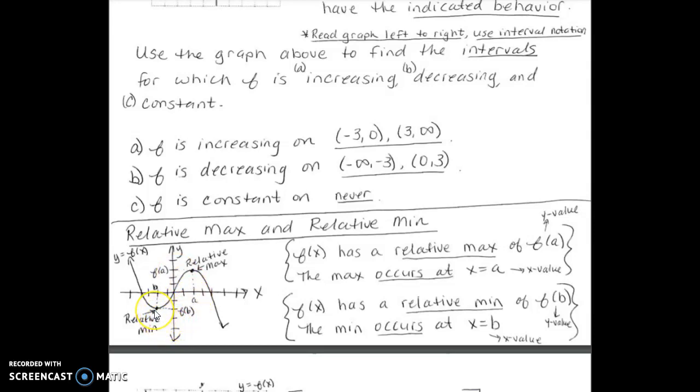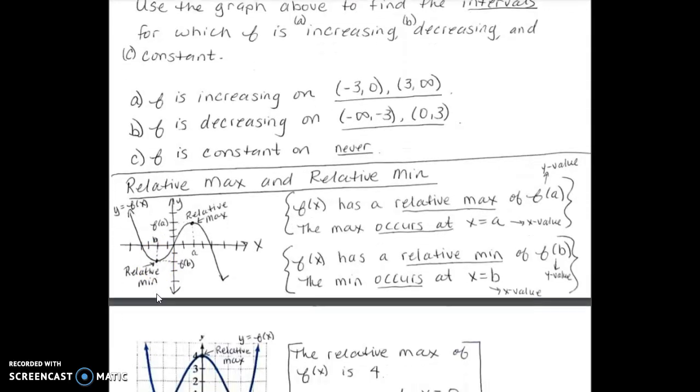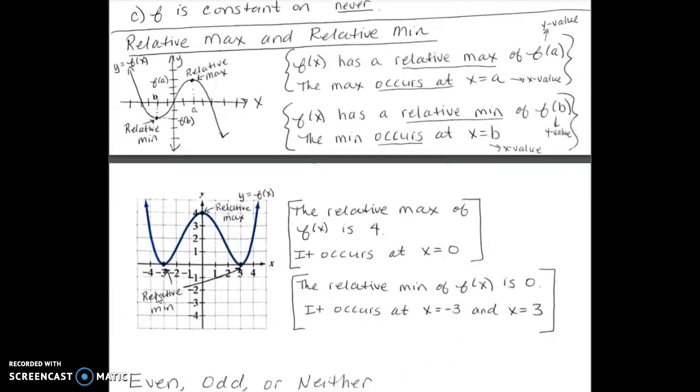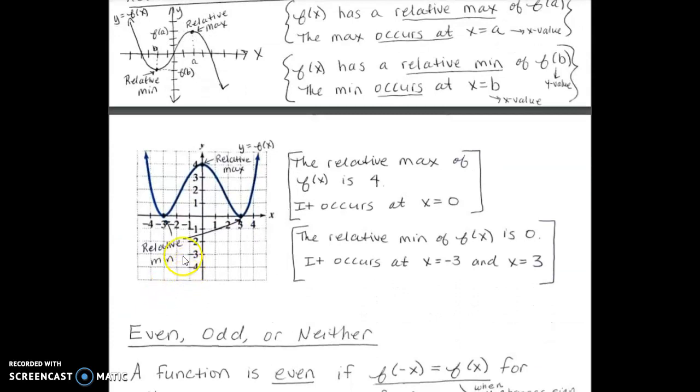And then our f of x has a relative min, the value of the relative min is f of b, it's the y value right here, and it occurs at the x value of b. So we're going to look at that same graph we did earlier, and I talk about relative mins and maxes. So this would be considered a relative max, and both of these two points here would be considered relative mins.